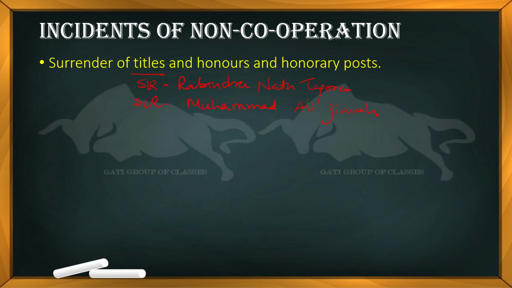You people have to remember both these names because these are the most important in Indian politics. Now let's see, Muhammad Ali Jinnah didn't give back his title, but Rabindranath Tagore returned his title to the Britishers, saying that if you are behaving with the Indians like this, we will not accept these types of titles and we are giving them back to you. Now the next thing is boycott of the Legislative Council. Now let's talk about the boycott of the Legislative Council. It means we are not going to participate in the elections.